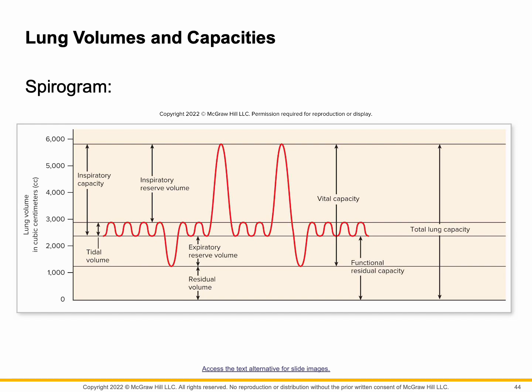The vital capacity is 4,600 cubic centimeters. It includes the inspiratory reserve volume, the tidal volume, and the expiratory reserve volume. The inspiratory capacity is 3,000 cubic centimeters. It includes the tidal volume and the inspiratory reserve volume. Then the functional residual capacity is 2,300 cubic centimeters, and it includes the expiratory reserve volume and residual volume. The total lung capacity you can see here is 5,800 cubic centimeters, and it includes the vital capacity and the residual volume.